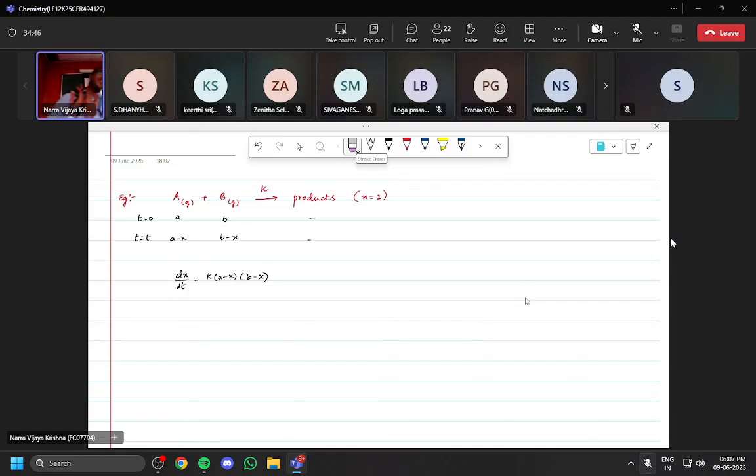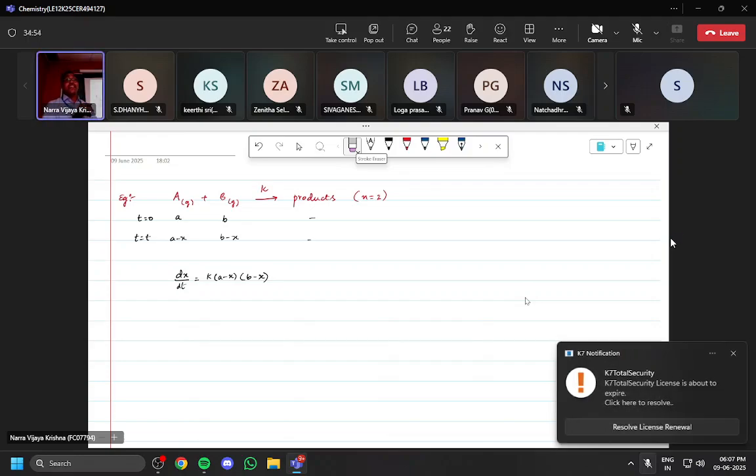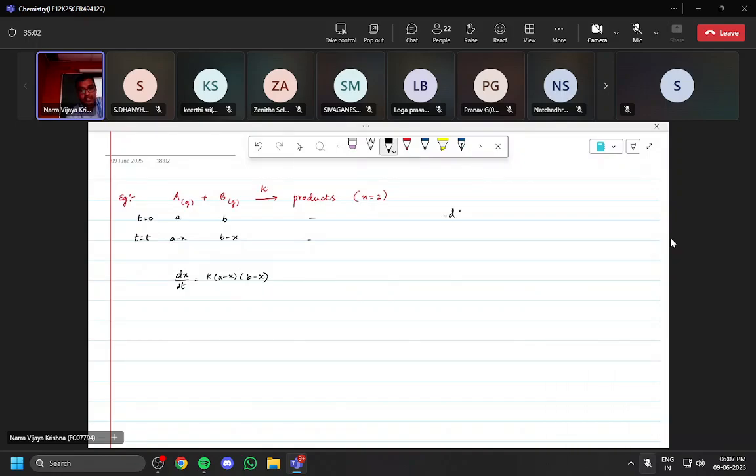If you don't come to classes, how will you understand? Why have we written it as dx by dt? Instantaneous rate. Right? What do we have to write? Change in concentration of reactant. What is the change in concentration of reactant? Final minus initial I will write. Final is a minus x. Initial is minus a. What is this value? Minus x. Negative is also there. So what will you write? It is nothing but equal to dx by dt, na?